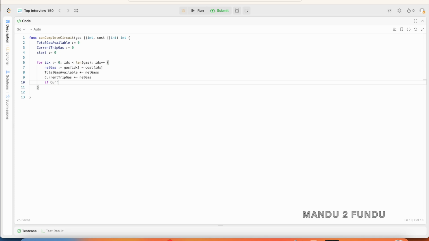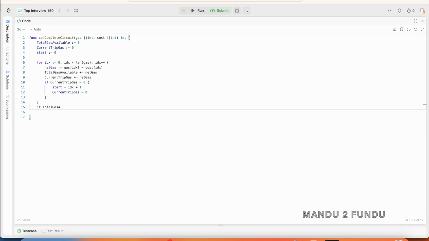Then I check whether the current trip gas is less than 0. If so, we do not have enough gas to move to the next station, so we abort the current trip and start the trip from the next station. So I set the start variable with the value idx plus 1 and then I reset the current trip gas.